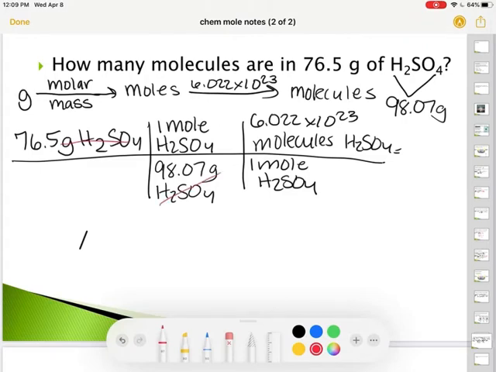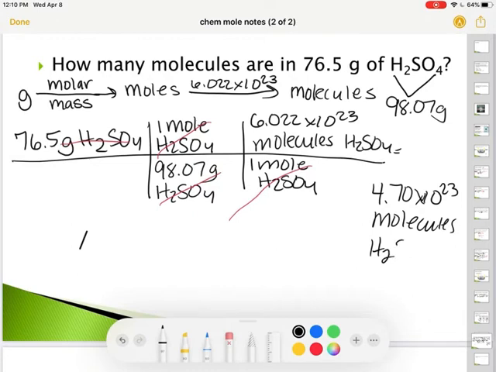Okay, and the calculator goes 76.5 divided by 98.07. Okay, did that step. Now my unit is moles. Now get rid of moles. Times 6.022 times 10 to the 23. You get as an answer 4.70 times 10 to the 23 molecules of H2SO4. Look at that.